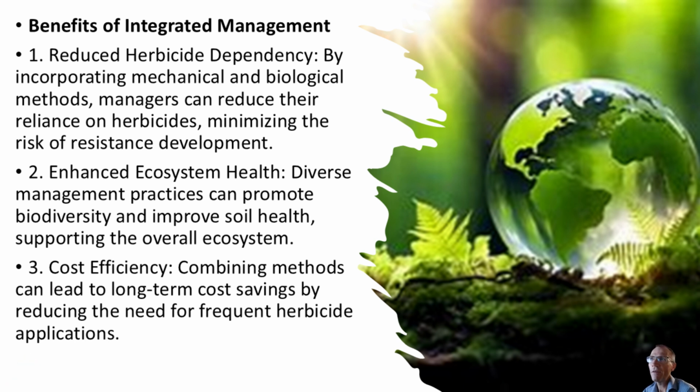Let's review a little bit about what we're talking about here. When we think about reduced herbicide dependency, that's a really big deal. Obviously, when we're using less herbicide, we're going to have less impact on the environment. You can see the photo of the green globe here. The reality is we need to incorporate more of these mechanical and biological methods so that we can reduce the reliance on herbicides. Anytime you're putting out an herbicide, at some point it's probably going to get carried away from that target site, at least to a point.